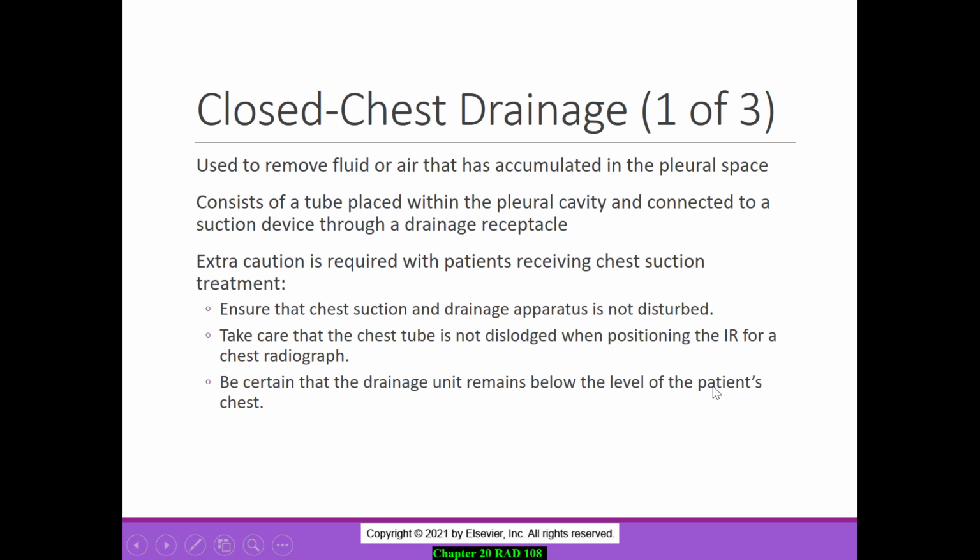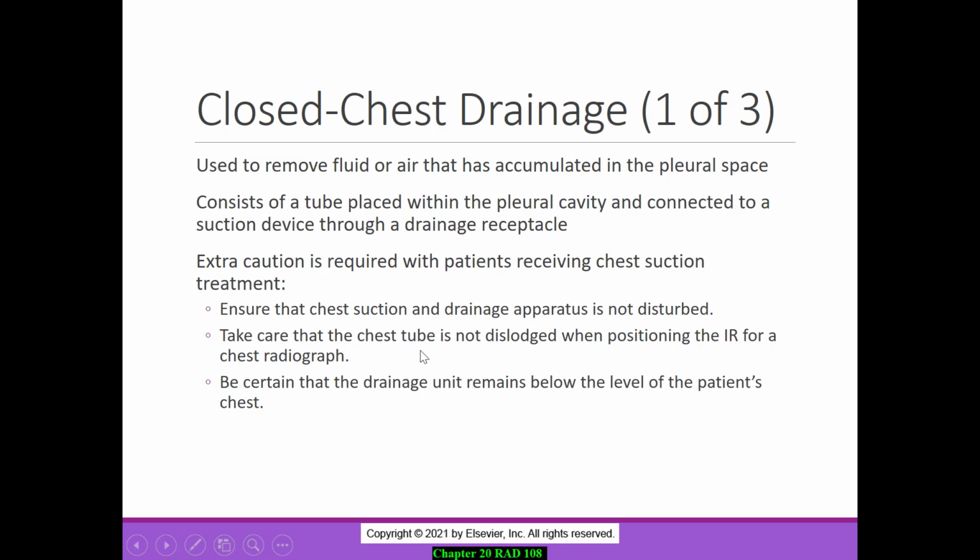We also have devices that are called closed chest drainage systems. They're used to remove any fluid or air that's accumulated in our pleural space cavity and our lung field. They consist of a tube placed around the pleural cavity. It's going to be connected to a suction device through a drainage receptacle. When you go in, you need to make sure that the chest suctioning and drainage are appropriate. You do not disturb that unit.